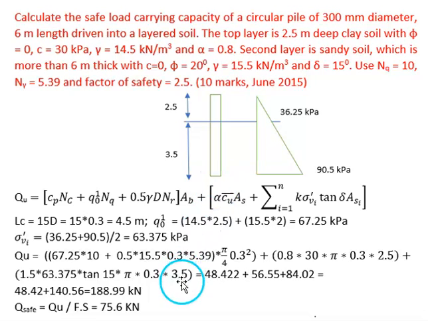Length of second layer is 3.5. Length of first layer is 2.5. So that we can calculate the ultimate load carrying capacity of the single pile. Then safe load or allowable load equals ultimate load divided by factor of safety. The factor of safety is given as 2.5. So taking the factor of safety as 2.5, we can calculate the safe load or allowable load.